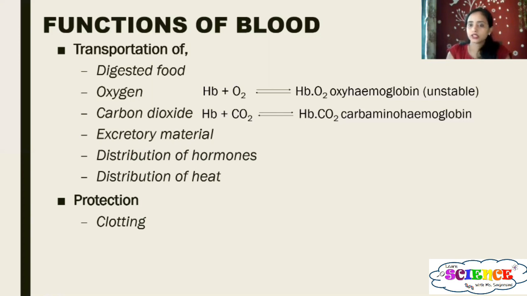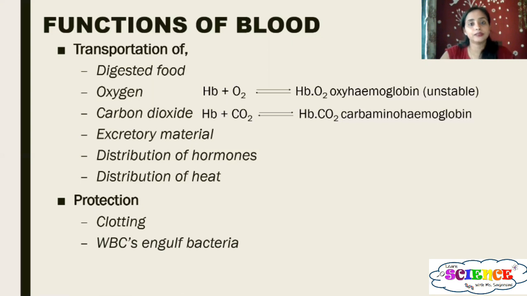What will happen if a clot is not formed? Excess loss of blood will take place and it may lead to death. So it is providing protection by forming a clot. First, the clot is preventing excess flow of blood. Second, this clot is covering that injured tissue and it prevents the entry of germs. This is how it provides protection.